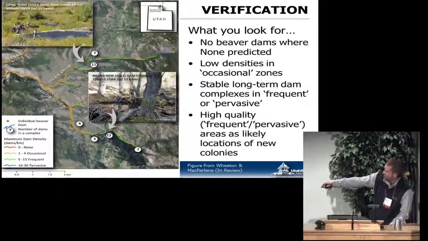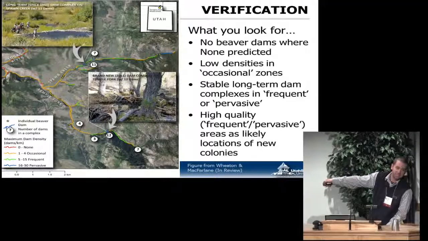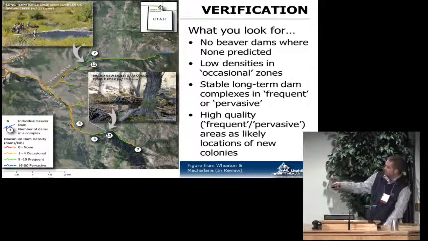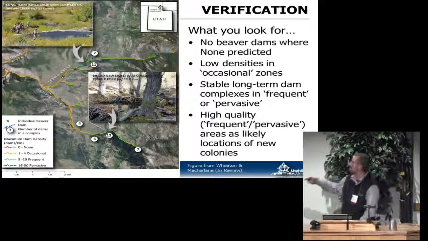And so what's going on there is that these dams blew out, and then these beaver moved up here, and in 2010, there were no dams. In 2011, they built 12 dams in a period of a couple of weeks, right where we predicted it. Is it because it's this great model? No, it's because there's aspen there, okay? So it's not rocket science.